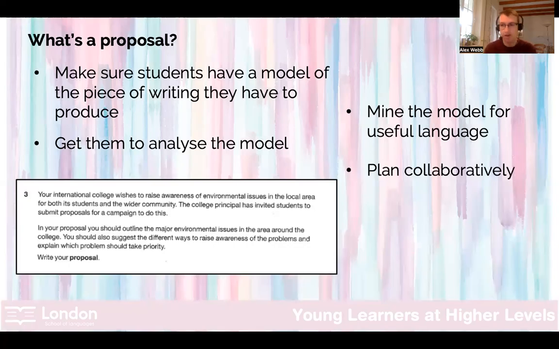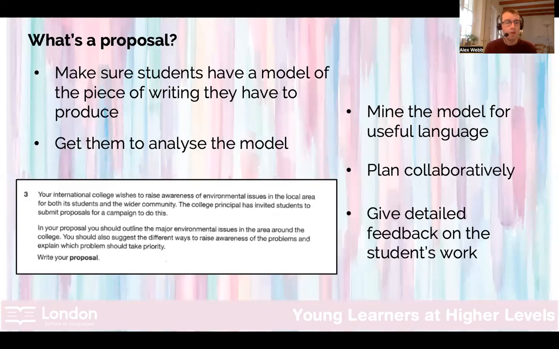Plan collaboratively. Planning when you've got a writing like this, when it's an unfamiliar task, is really, really important. So first of all, get your students to plan together in pairs, and then put a whole class plan on the board that the students can use when they're doing that piece of writing. Okay, a piece of writing that is well planned will inevitably be much better and much higher quality than a piece of writing that has just been done without a plan.